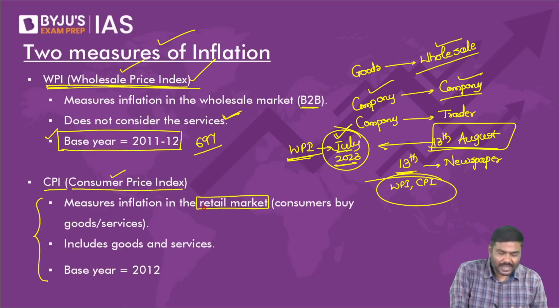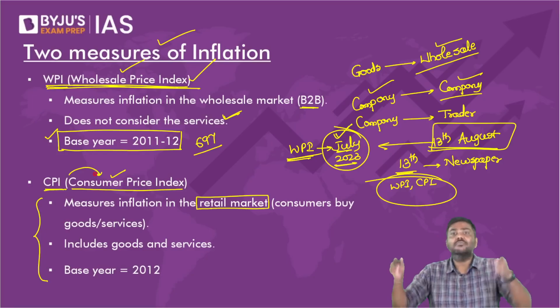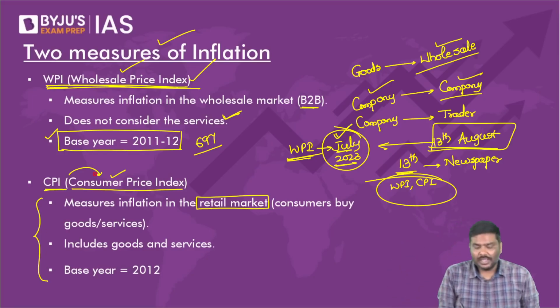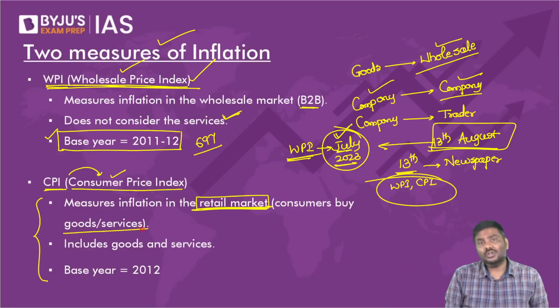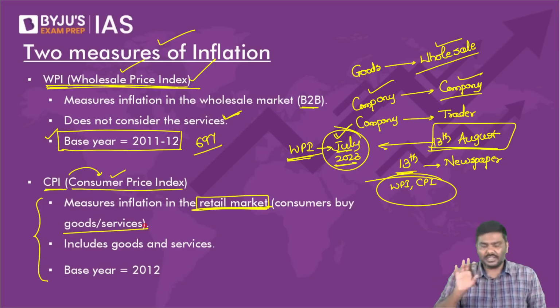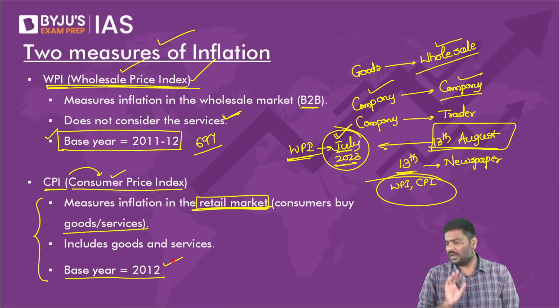So the CPI, Consumer Price Index, measures the changes in the price level for a basket of commodities in the retail market. It includes both goods and services. I will give you the list, have patience. The base year for the calculation of the CPI is 2012.